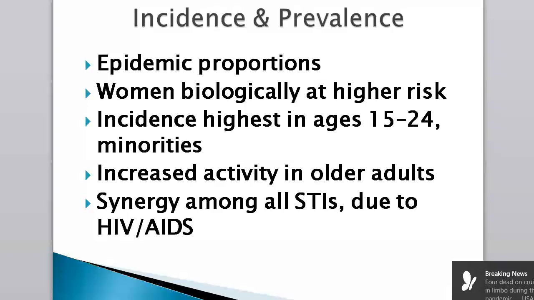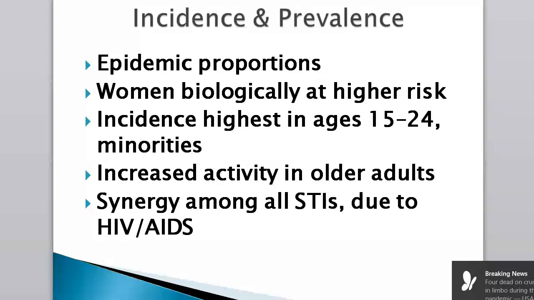Your book gives some very alarming data and statistics, where the World Health Organization estimates that 357 million new infections of curable STIs occur worldwide each year. In the United States, an estimated 20 million new cases of STI occur each year. And STIs affect men and women of all ages, backgrounds, and socioeconomic levels.